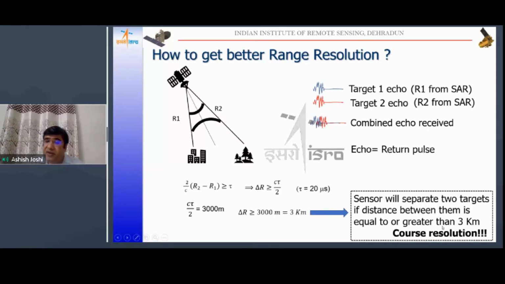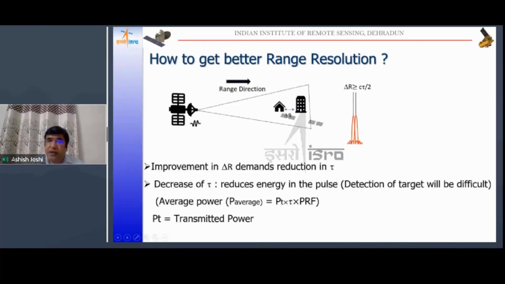But this is a very coarse resolution. So our problem is how to get a fine range resolution. One solution: delta R is greater than c tau by 2, this is the formula. If we decrease tau, then delta R will decrease, so we can get a very small range resolution.